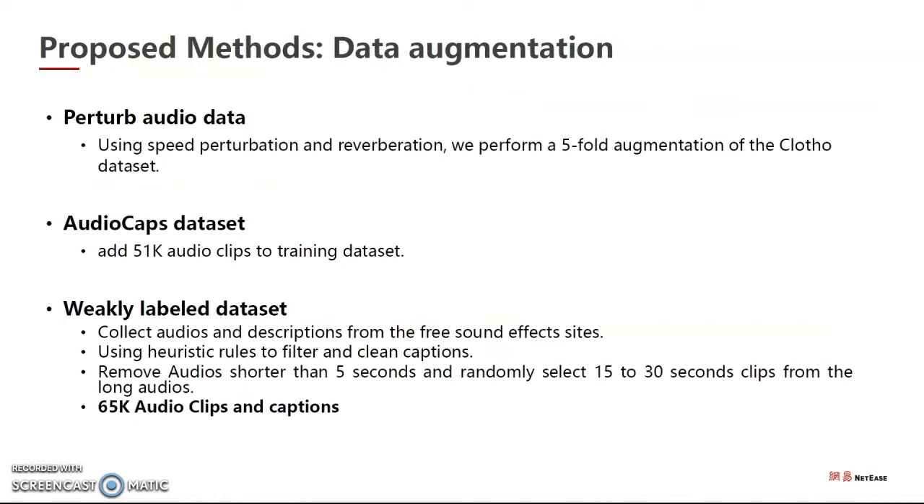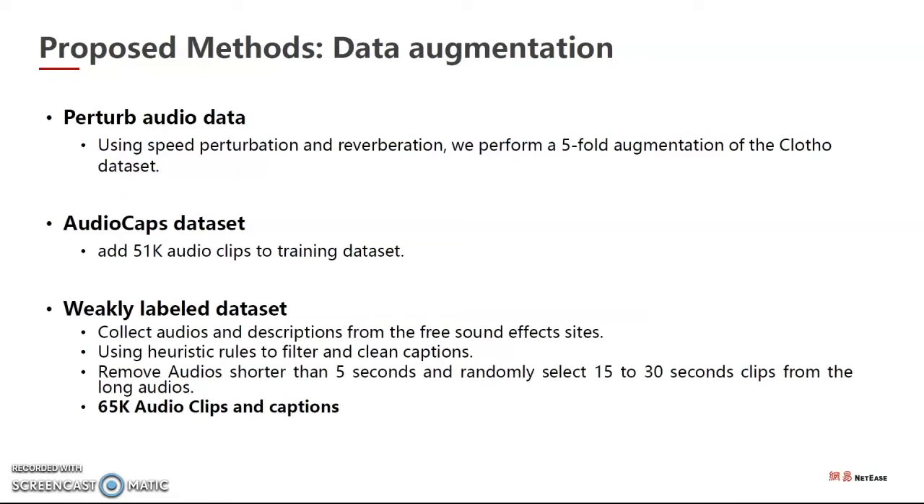We use 3 methods for data augmentation. First is perturbing audio data. Use speed perturbation and reverberation. We perform a 5-fold augmentation of closed data. Secondly, we add the AudioCaps dataset to the training dataset. Besides, we design a method to construct weakly labeled data from the internet.